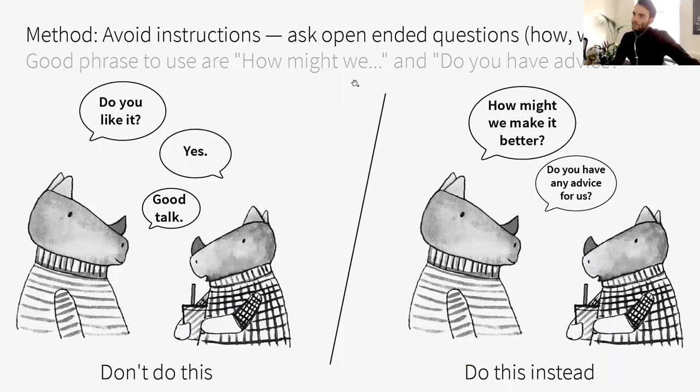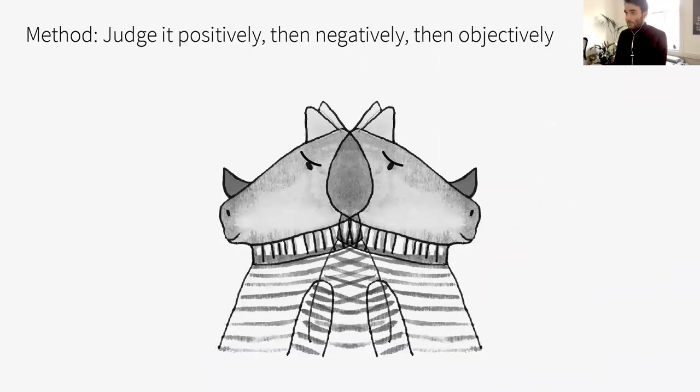But then it's a good thing to use phrases like, how might we make this better? Or do you have any advice for us? Or using how and why and what in your questions so that you're encouraging people to explain what they think. It's the same approach and method that reporters use in documentaries when they want people to talk about something that has occurred. They don't often ask questions where they can answer yes or no. If they're doing a portrait of someone, they want them to actually talk about it.